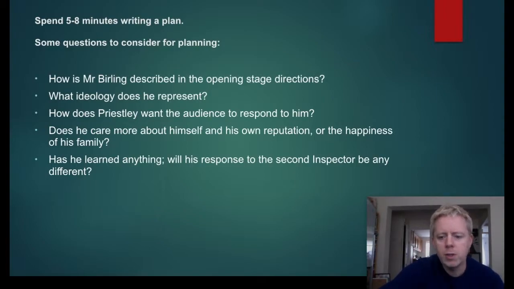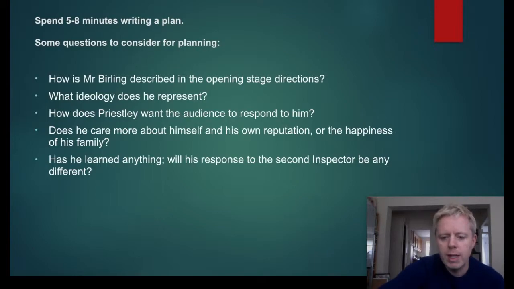He's very focused on status and reputation. We know he's married his social superior in Mrs. Birling. Why has he done this? Why is he happy for his daughter to be marrying Gerald, the son of Sir and Lady Croft? Has he learned anything? Will his response to the second inspector be any different?